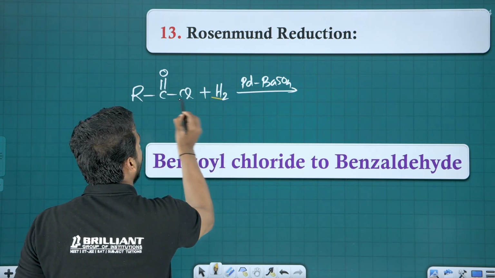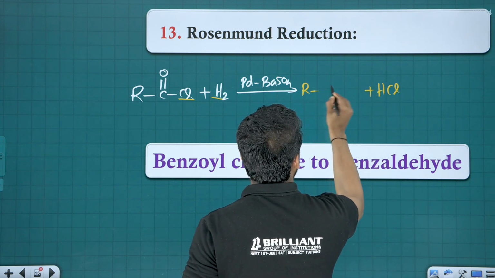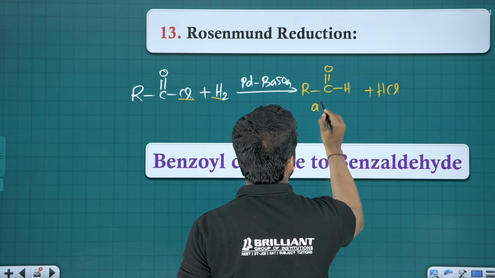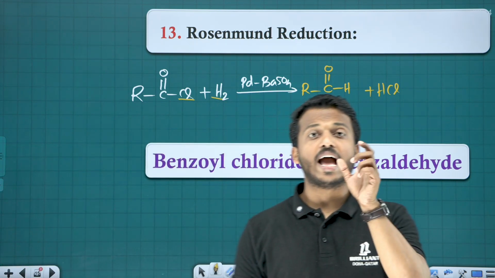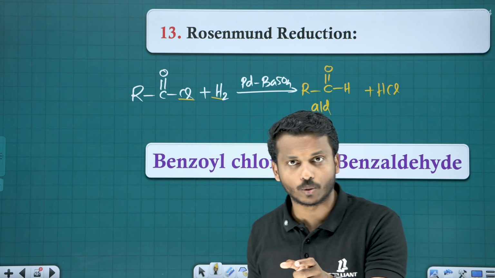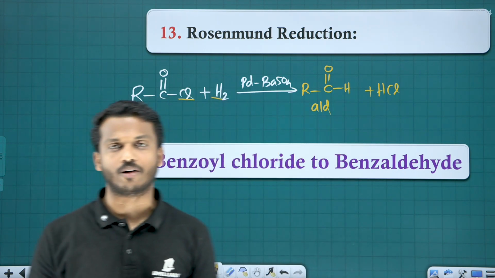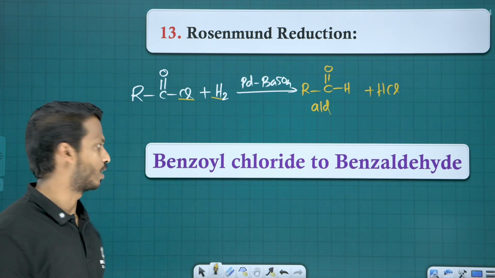Acid chloride reacts with hydrogen. Simple. This H goes, and Cl goes out as HCl. Plus we are using RCO, and the remaining H comes here. What is RCHO, my dear? Aldehyde. So what is Rosenmund reduction? An acid chloride reacting with hydrogen in presence of palladium and barium sulfate gives an aldehyde, known as Rosenmund reduction.